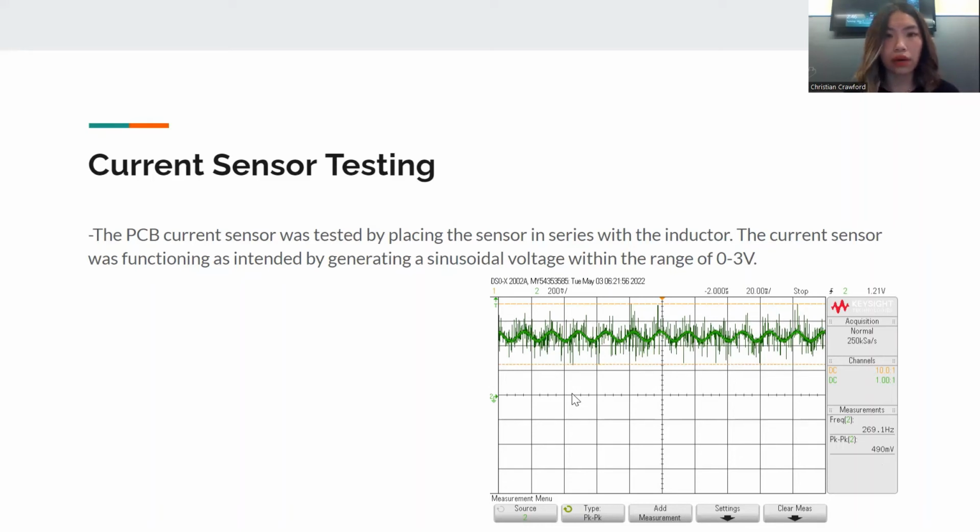Next, Stephen will talk about the configuration building in Simulink.